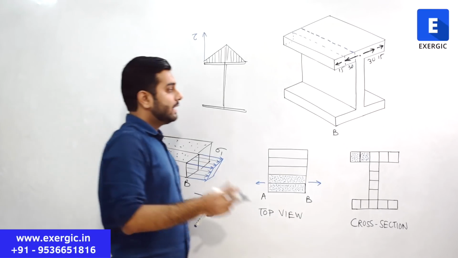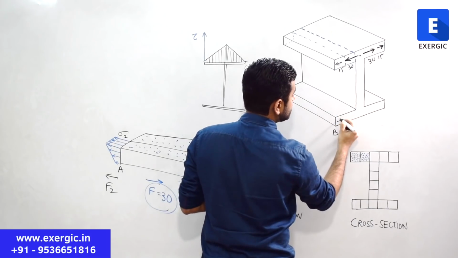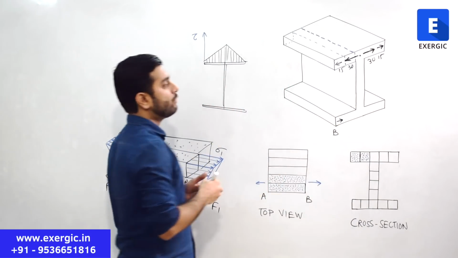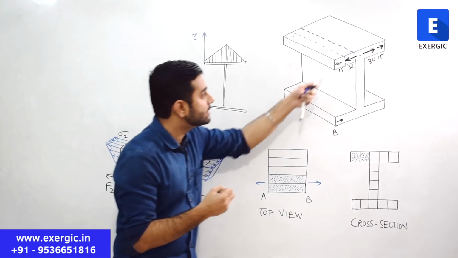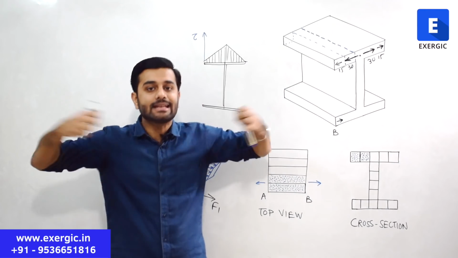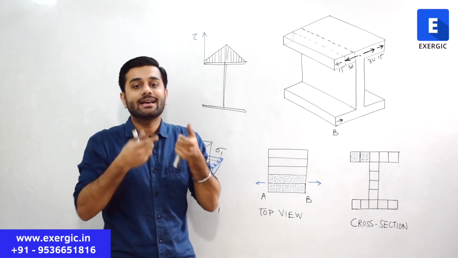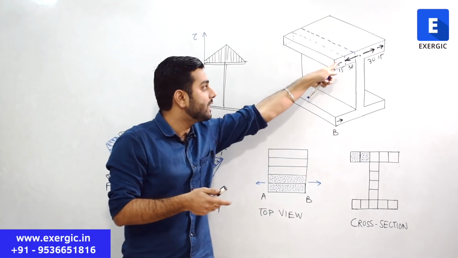What do you think? In the bottom part also, will the force act in this direction or in this direction? Think about it. What is the basic difference between this part and this part? The basic difference is that this part is in tension. It is above the neutral axis. This part is in compression. As a result of that, the direction of net force will change.